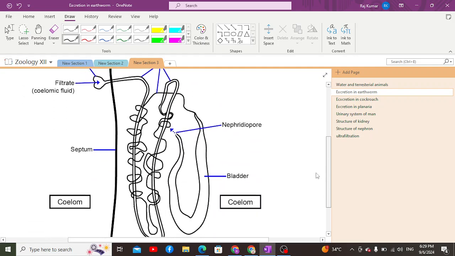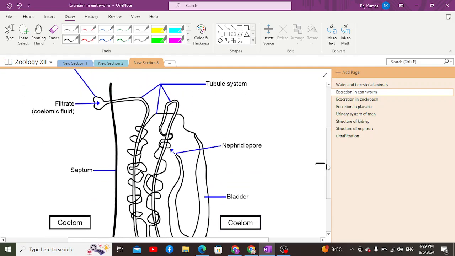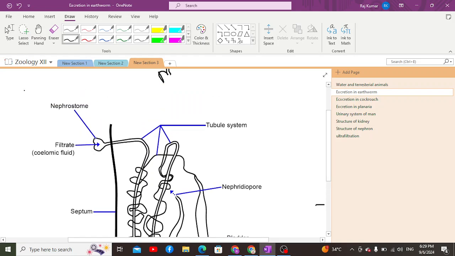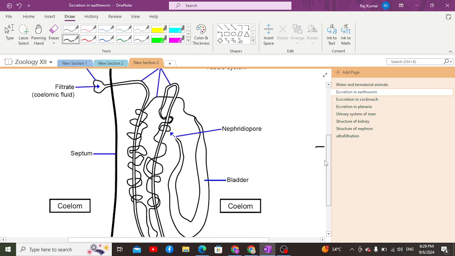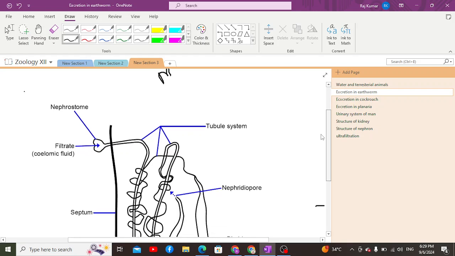Alright. What actually happens is that the nephridium has a structure in such a manner that it has a pair of metanephridia in each of its segments, as we know that they are internally and externally segmented. So each segment has a pair of metanephridia, which has the outermost structure known as the nephrostome or nephridiostome.